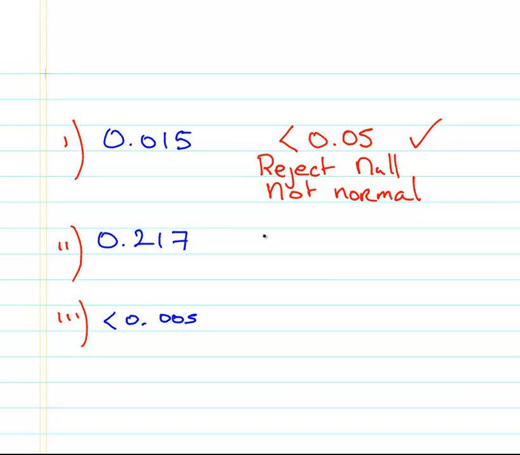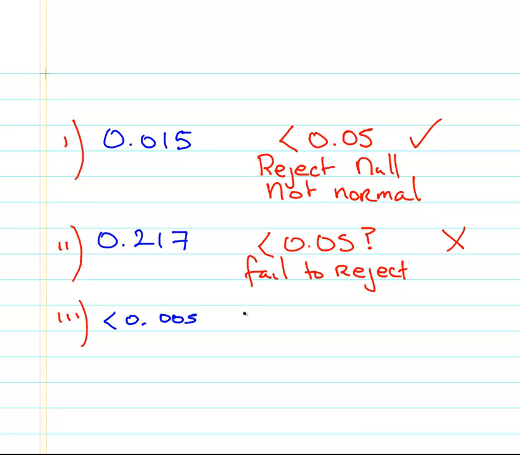Second case, is this less than 0.05? No. Fail to reject null. Now, in this case, we do not have enough evidence to say that the data set is not normally distributed. Remember, that's really what we're doing here. That's correctly what the hypothesis test is. Do we have enough evidence to say that the data set is not normally distributed? Okay. Now, so you'd work on the basis of normal distribution.